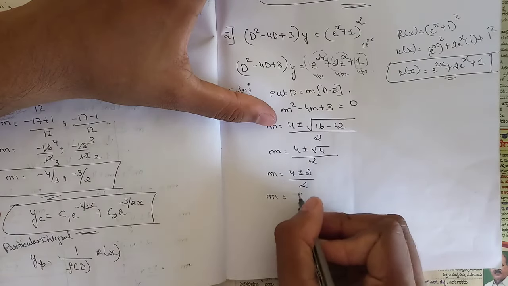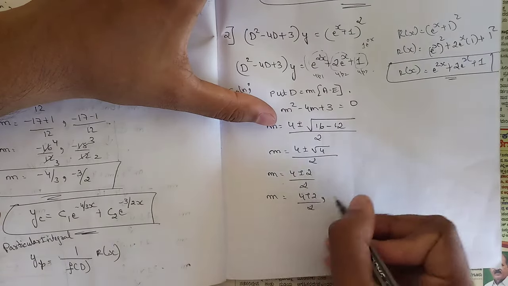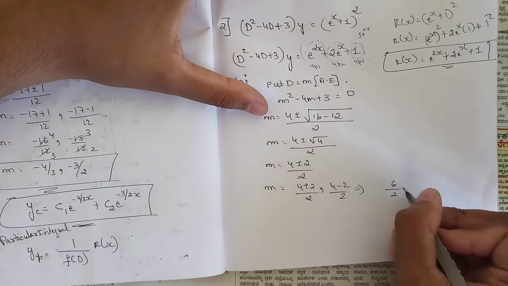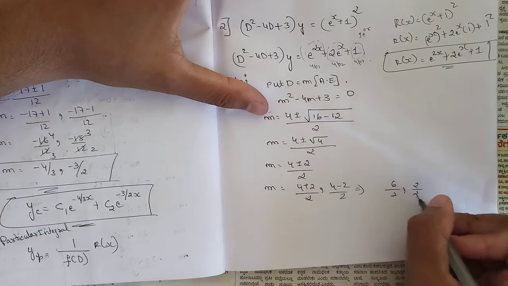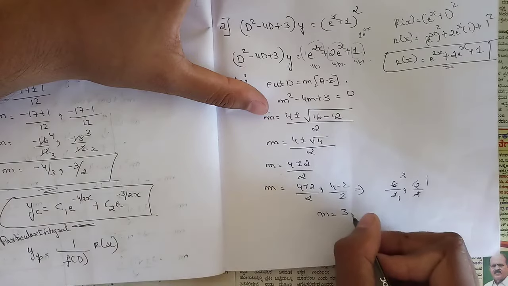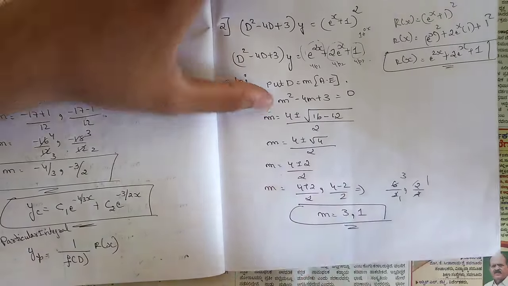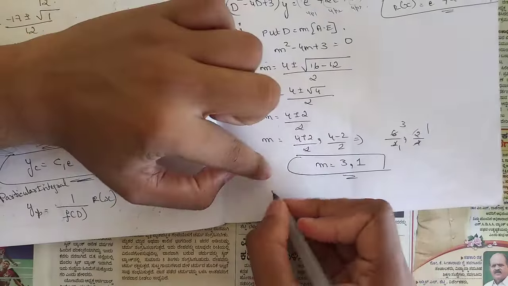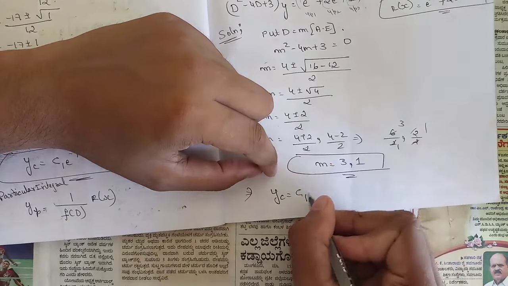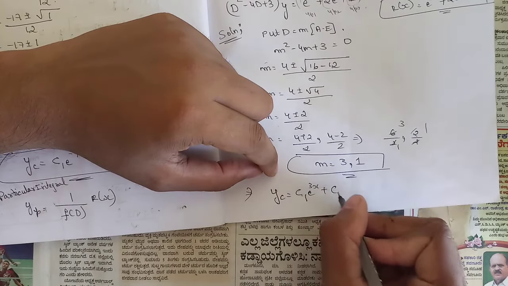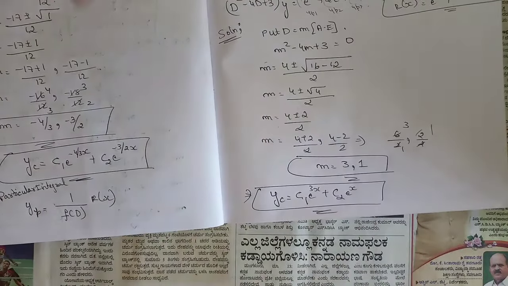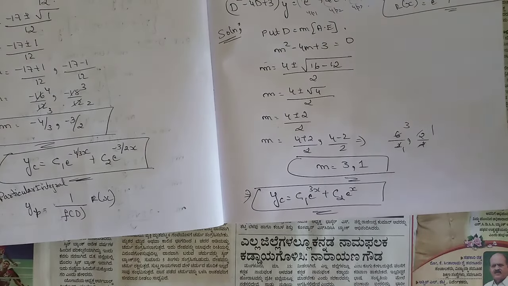So we get m = (4 + 2)/2 and (4 − 2)/2, which is 6/2 and 2/2. So the roots we are getting are 3 and 1. The complementary function is written as c1 times the first root, e^(3x), plus c2 times the second root, eˣ. So this is your complementary function. Now we need to find the particular integral.